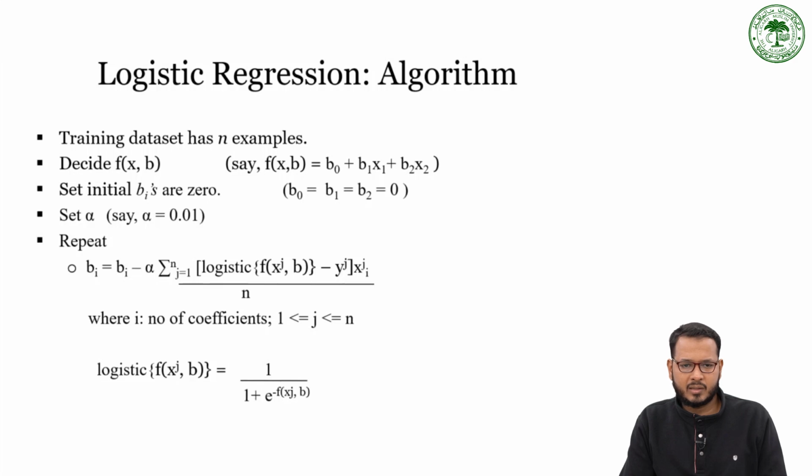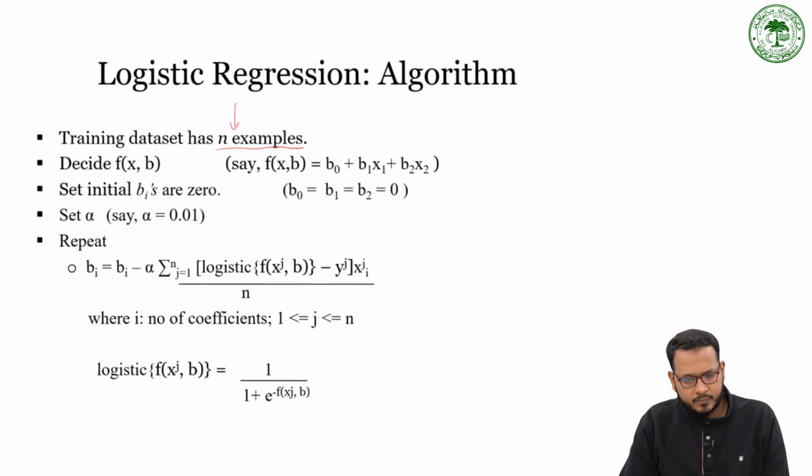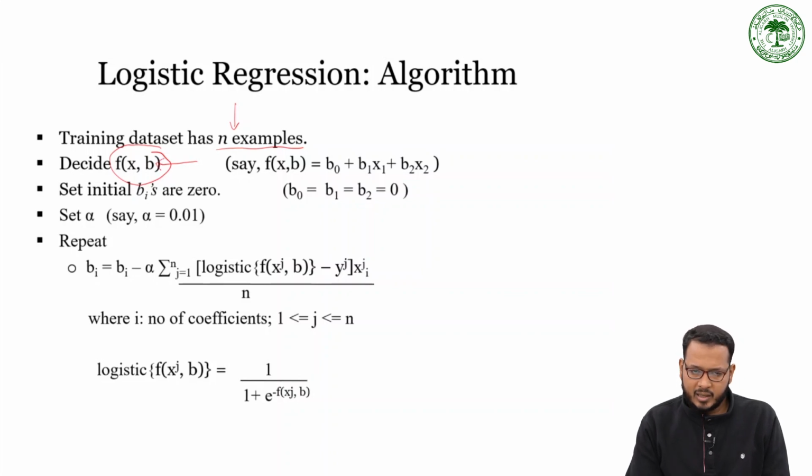Let's see the logistic regression algorithm. In it, first start by taking n examples as our training data set. Then we decide some curve fx with coefficients or weights represented as b. Let's say our function fxb is a linear combination of all the independent variables. We start with the initial value of bi's as 0. So the initial values of b0, b1 and b2 in this specific case are 0.